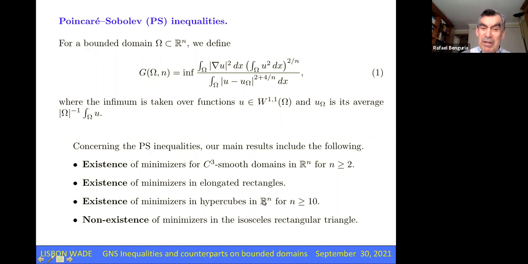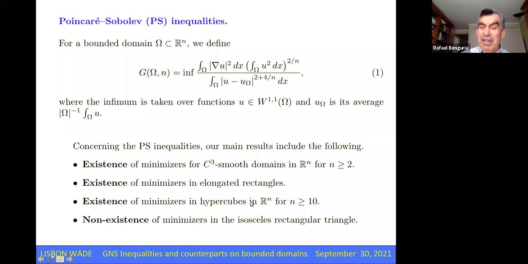And so when you don't have smoothness, we can prove that the existence or non-existence depends on different things. We can prove that in dimension n bigger than or equal to 10, you always have minimizers in the hypercube. And also, in dimension 2, if you have a rectangle which is sufficiently elongated, you also have existence of solution. And so we have existence of solution in smooth domains and also in domains with corners for special cases.